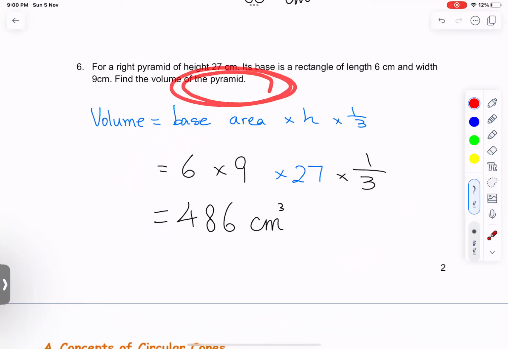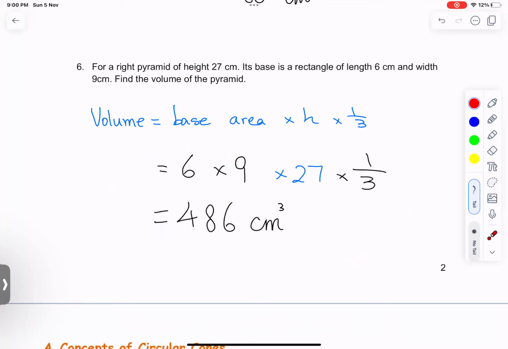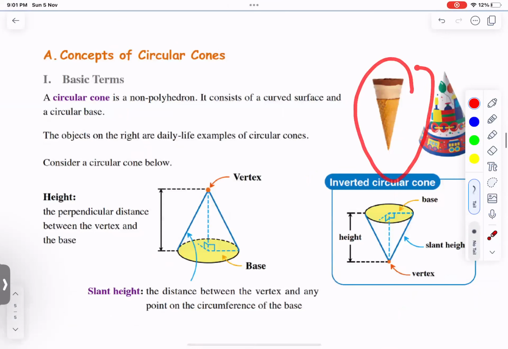Okay, so that's for the pyramid. Now, pyramid, the bases are usually with pointy figures. And there's another shape that we call cone, which is like this, an ice cream cone.